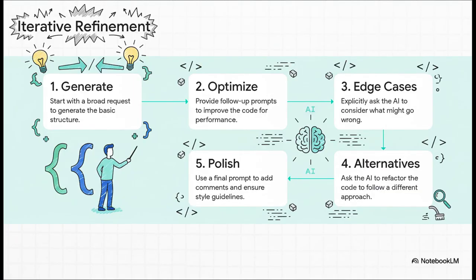The most effective way to use this is to treat it like a conversation. You don't just give one command. You start broad. Build me a basic API endpoint for users. Then you refine it step by step. Okay, now add validation. Great, now add a performance optimization here. Finally, add doc strings to everything. It becomes a back-and-forth partnership.